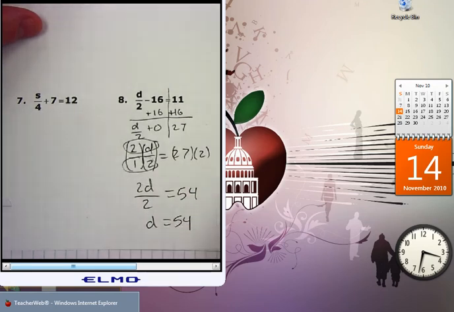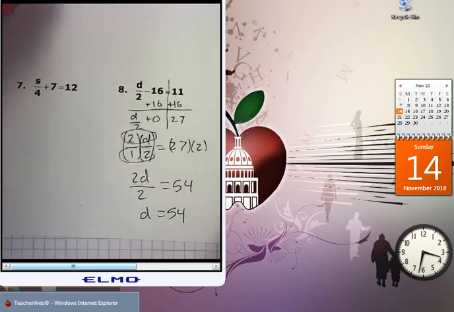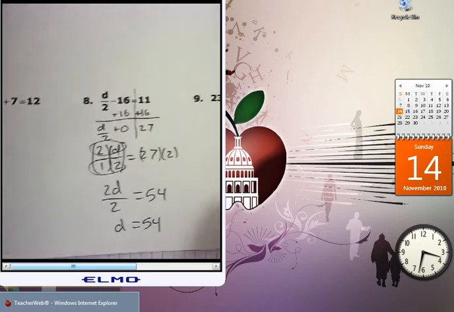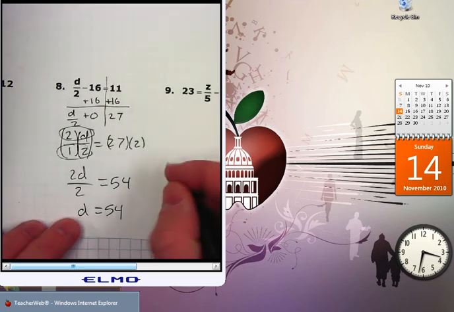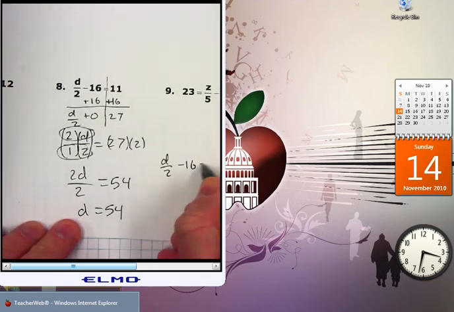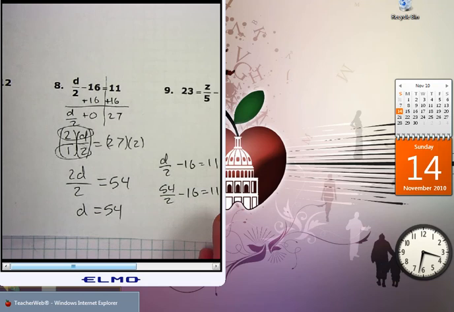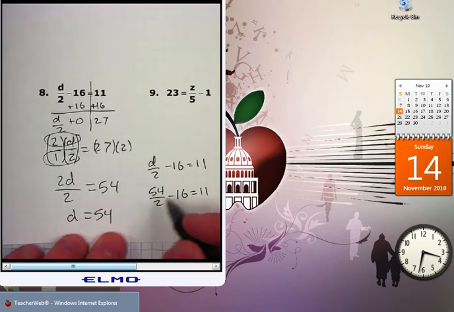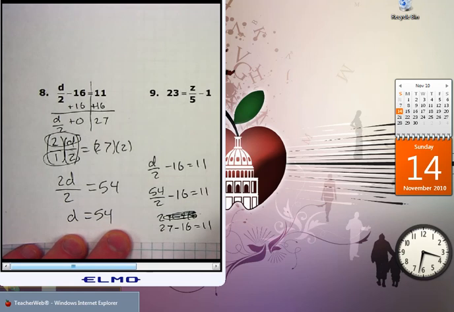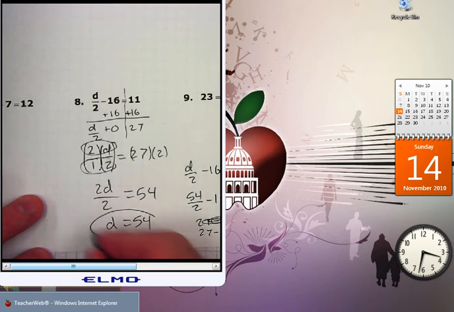But we're not done. We have to make sure that works. So I'm going to write my original equation and put 54 in for d and make sure that's true. d over 2 minus 16 equals 11. 54 over 2 minus 16 equals 11. I put 54 in for d because we're saying that d equals 54. 54 divided by 2 is 27. So 27 minus 16 should equal 11. 27 minus 16 is 11. That checks out. So d does equal 54.